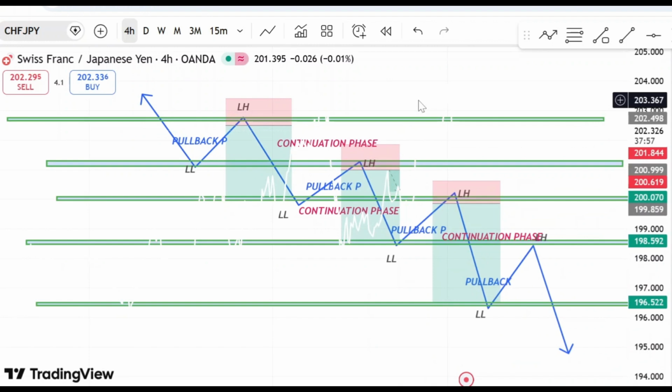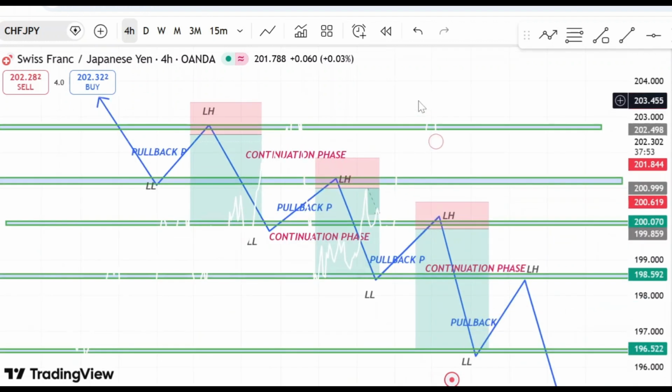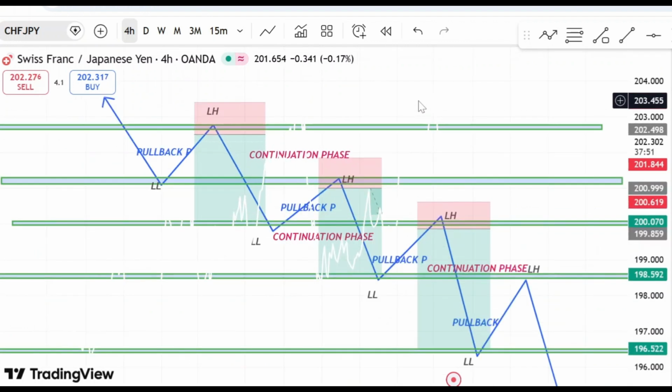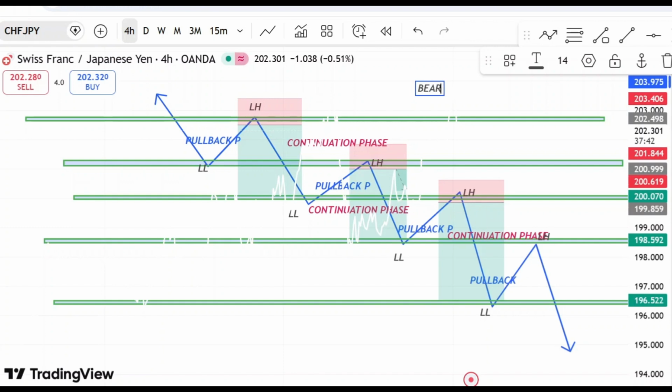This is how we enter in the bearish market. This is a bearish market. People may hear me saying bearish and not get it. This is what we call bearish market structure.